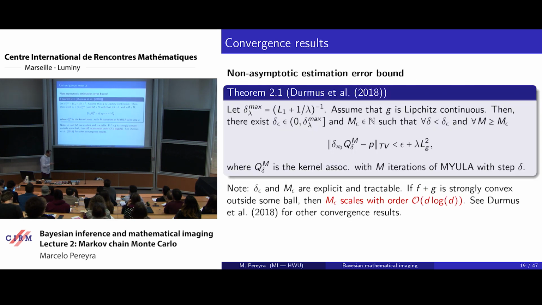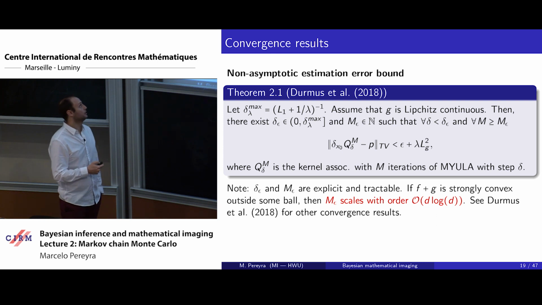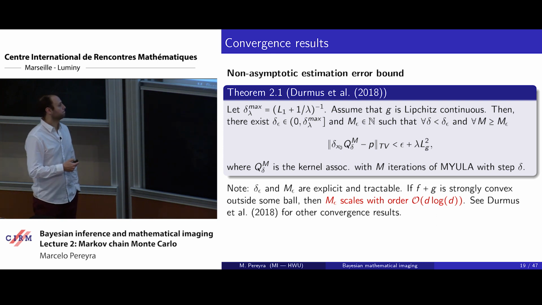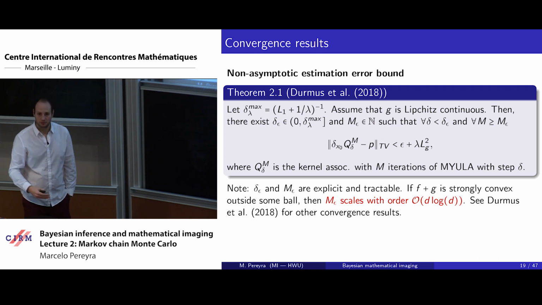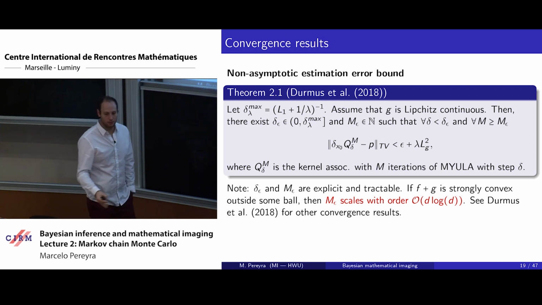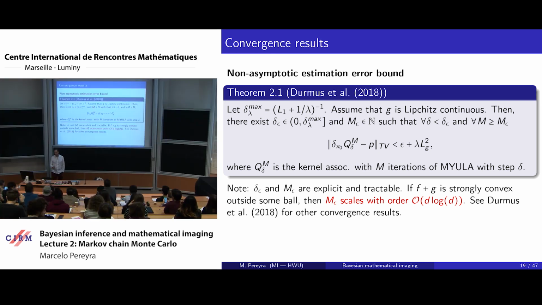Okay, so what do we know about this algorithm? We know quite a few things by now. One of the things we know is that if you generate a Markov chain with this algorithm and run m iterations, so let's say you have a computational budget that allows you to run 10,000 iterations, then we can bound the error that you make by doing an estimation with the distribution of those 10,000 samples instead of using the true p. We can bound it explicitly.